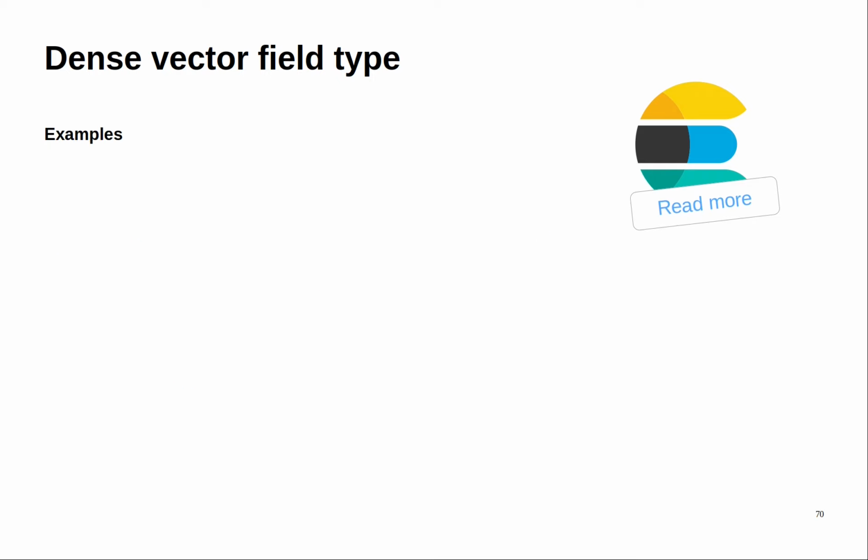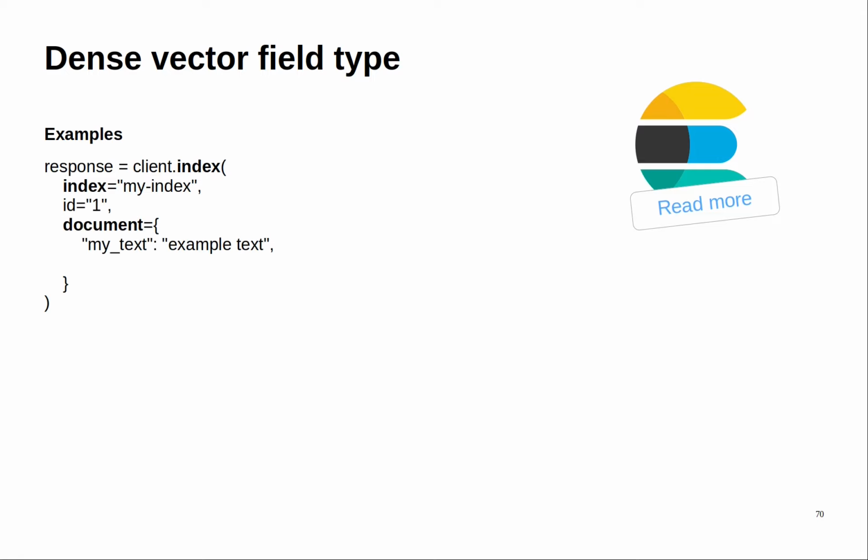Now let's look at some examples of how to use the dense vector field type. In the first example, we use the index method to pass the index, document ID, and the document itself. Here the document has two fields, a text field and a dense vector field. As you can see, working with this field type is straightforward. You just pass in the array of values.